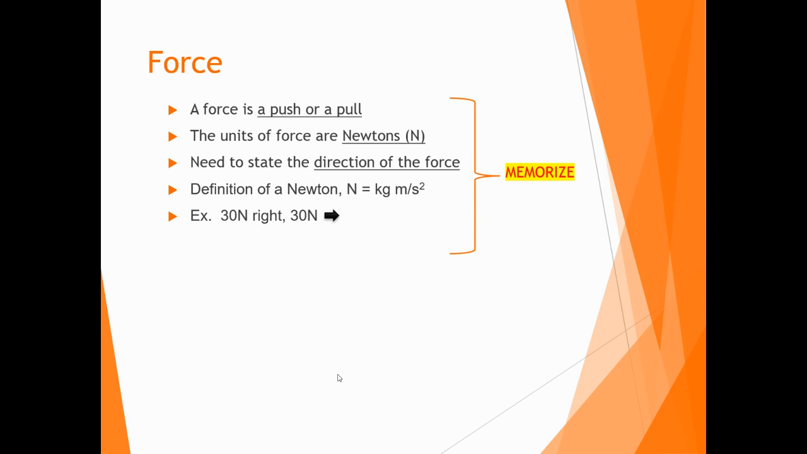And a Newton is defined as a kilogram meter per second squared. And this will make more sense as we continue to work with it. And some examples of forces written correctly, we've got 30 newtons to the right, or we've got 30 newtons drawn with an arrow to the right. So these items you need to memorize. We're going to be working with these for the majority of the rest of the term, and you need to have this memorized. So a force is a push or a pull. They're defined in newtons, which is a kilogram meter per second squared, and you always have to state the direction of a force.